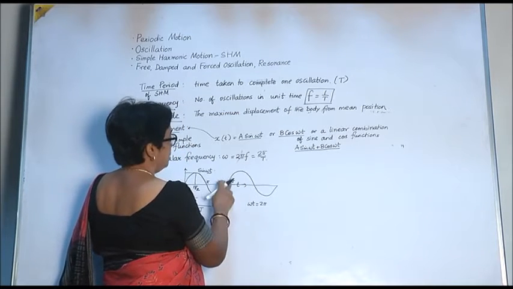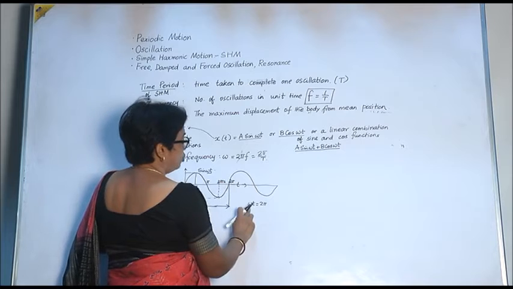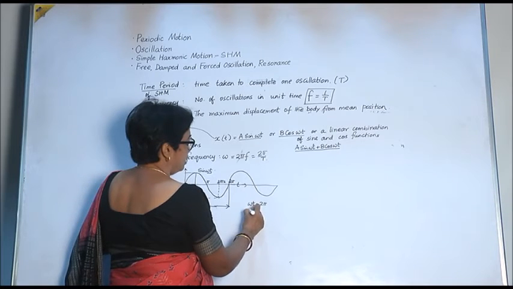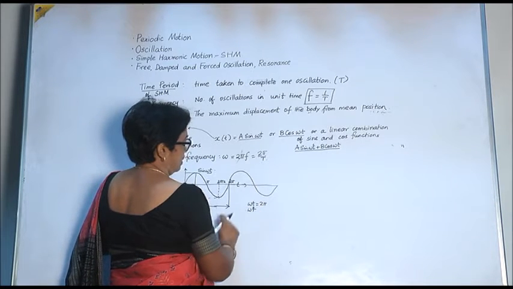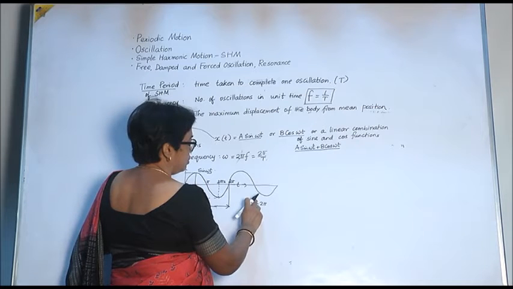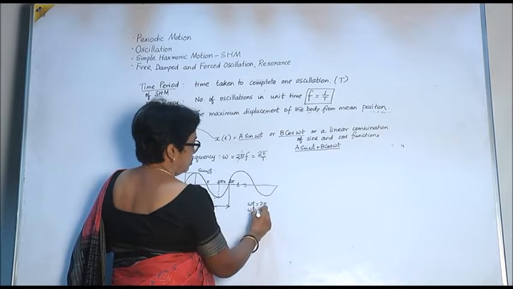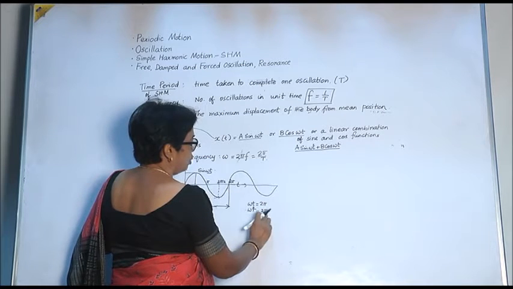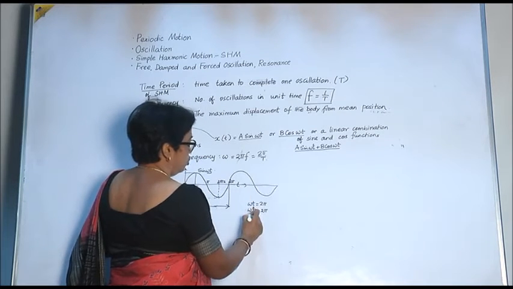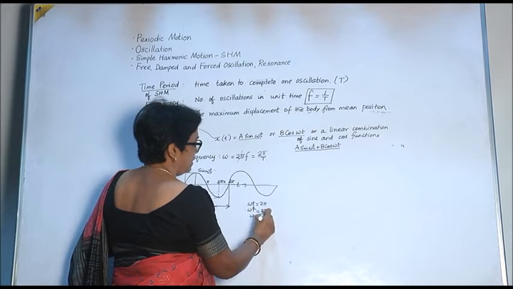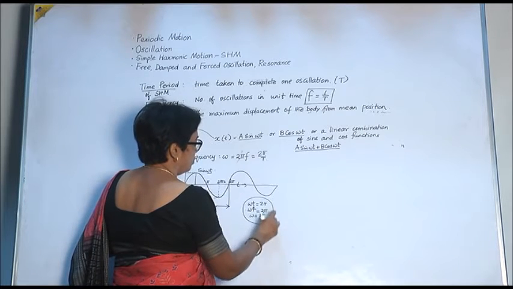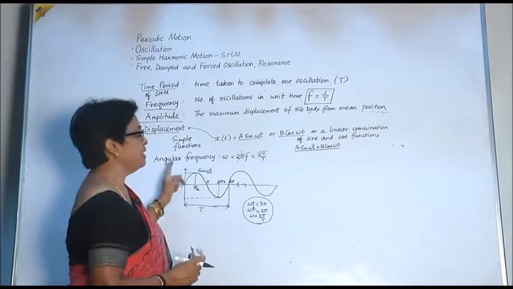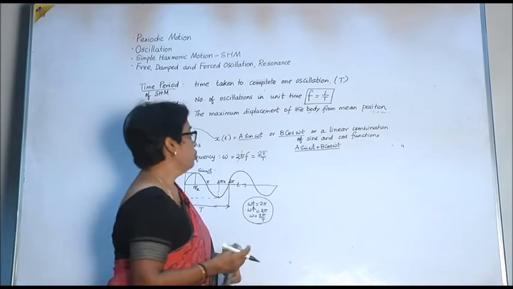Again the displacement is 0. So after time T, when small t is equal to capital T, when omega t is equal to 2 pi, the motion is repeated. So my omega is equal to 2 pi by T. From that I get 2 pi f, and it is called angular frequency.